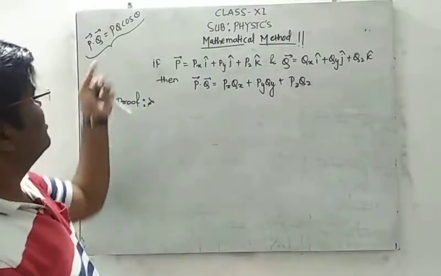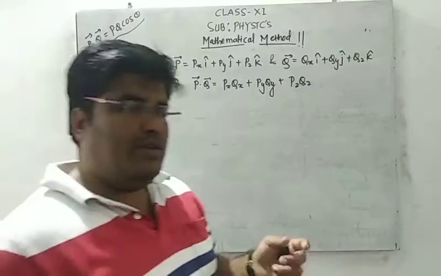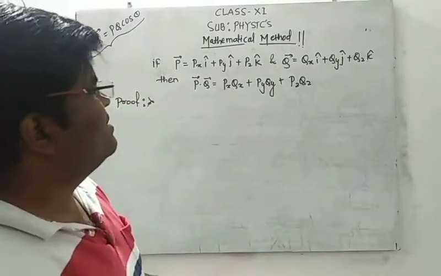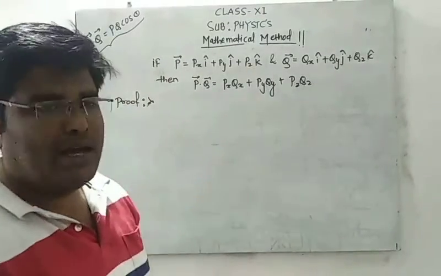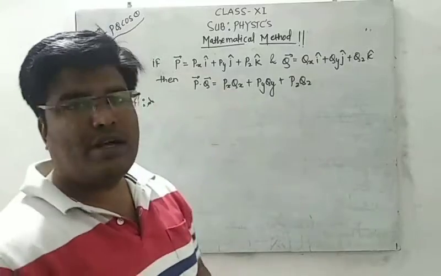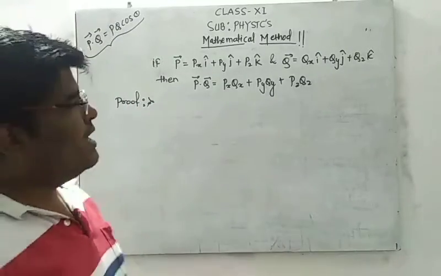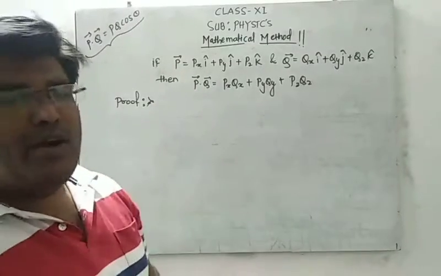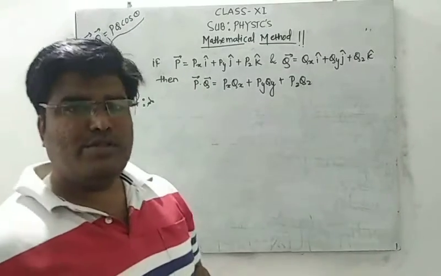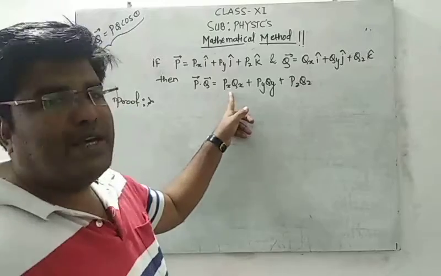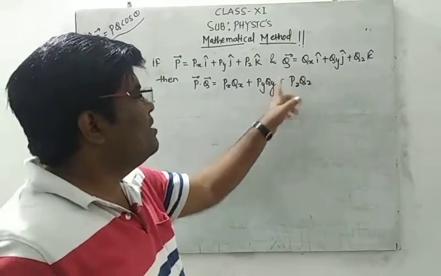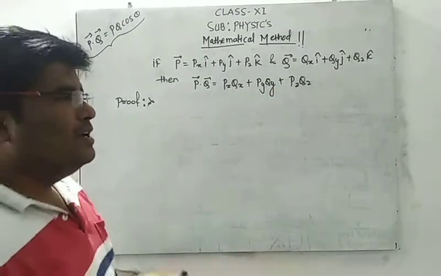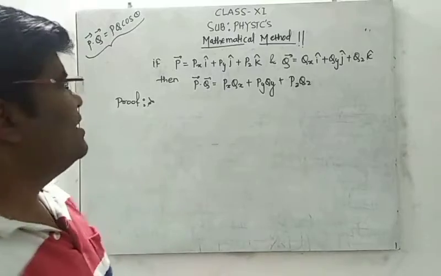If we have two vectors p bar and q bar in terms of their components along the x-axis, y-axis and z-axis, then p bar dot q bar, the scalar product of these two vectors, is equal to px qx plus py qy plus pz qz. We have to prove this mathematically.